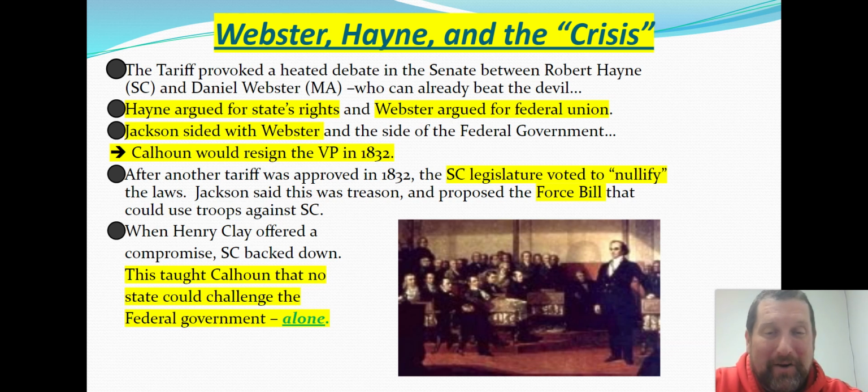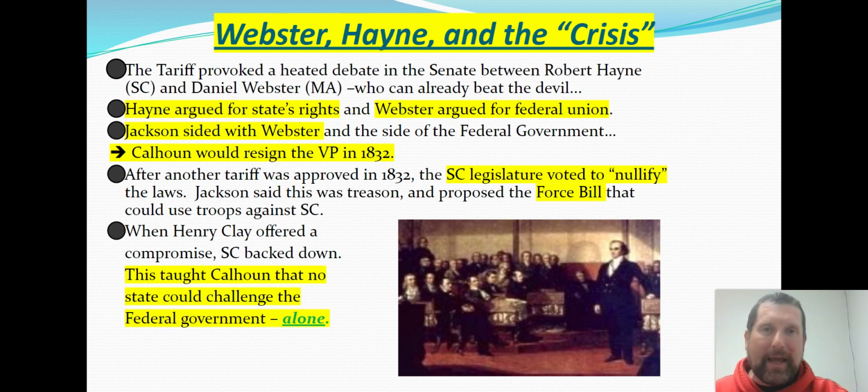But these are the two men arguing, right? Daniel Webster and, of course, Hayne, notably from South Carolina. Hayne is arguing for states' rights. Webster is arguing for federal union. And Andrew Jackson, the president, of course, sides with Daniel Webster. Now, Daniel Webster is from Massachusetts. Daniel Webster is a Republican, right? He is of a different political inclination than Andrew Jackson. And typically, Andrew Jackson's vice president, like they would somewhat be on the same page here.